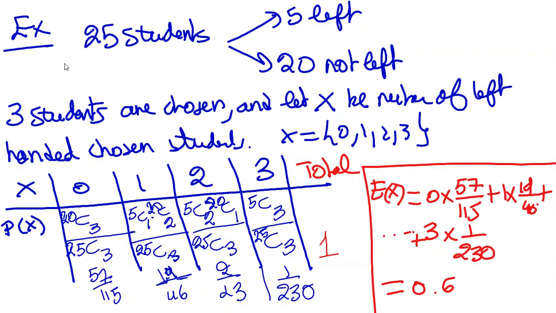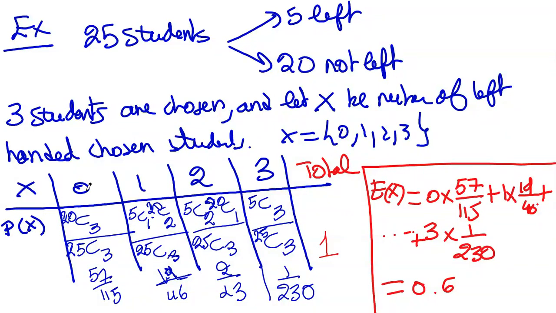I'm still in the same example. In a class, we have 25 students, and I have 5 are left-handed, 20 are not left-handed. 3 students are chosen, and let x be the number of left-handed chosen students. So what are the possible values of x? 0, 1, 2, 3. So how are we going to find the probability distribution?